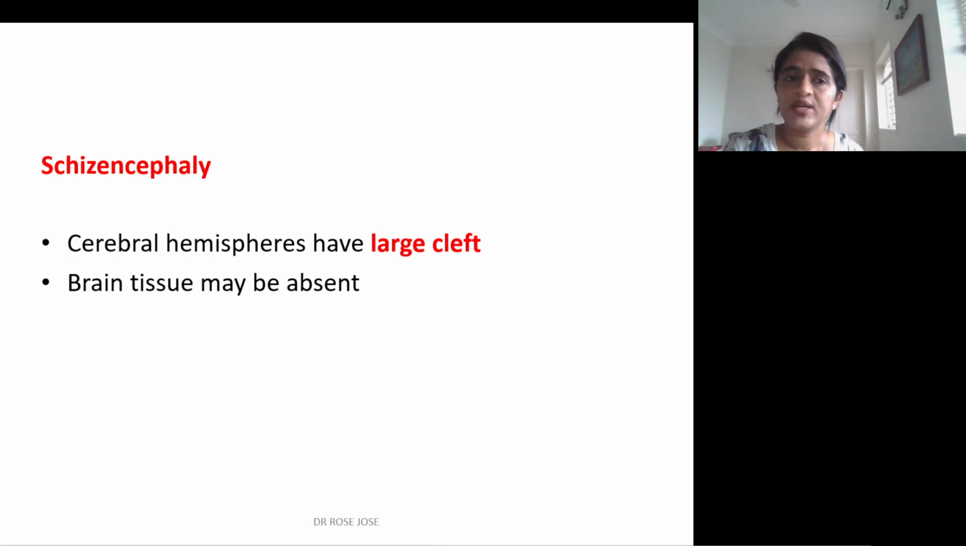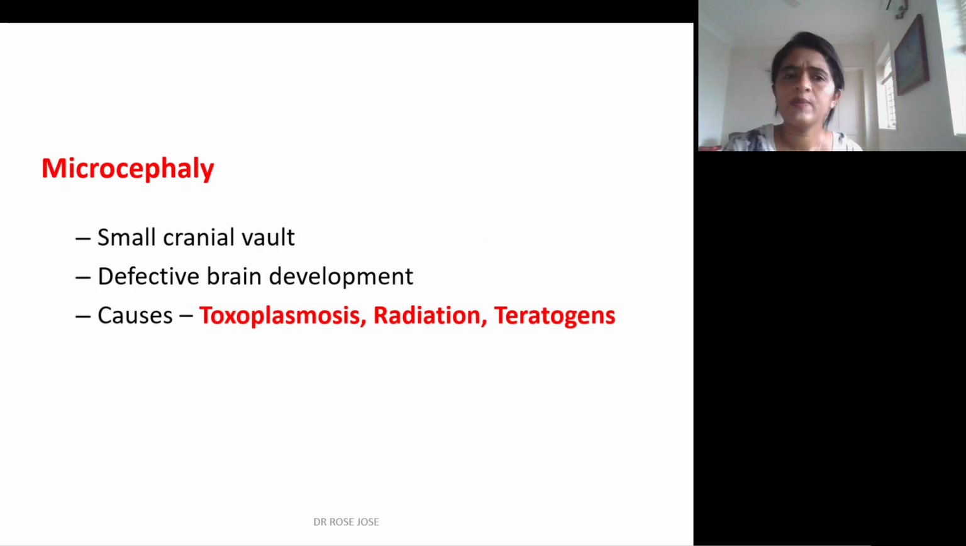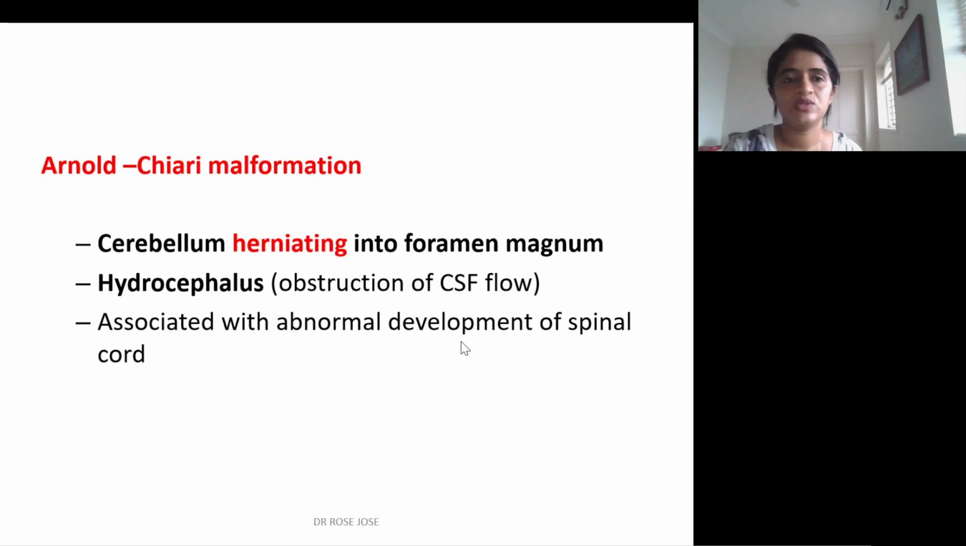So what do you mean by schizencephaly? Here the cerebral hemispheres have a large cleft, and brain tissue will be absent. Microcephaly means a small cranial vault. There will be defective brain development, and usually the causes attributed are toxoplasmosis, radiation, and teratogens.